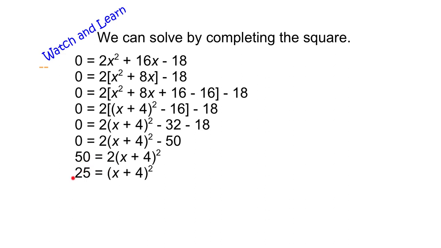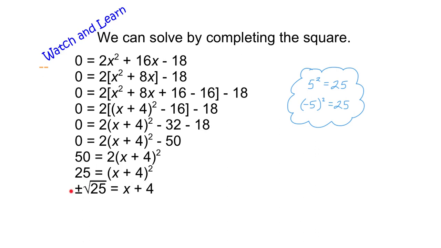50 divided by 2 is 25. So 25 is equal to these brackets squared. So something squared is equal to 25. Well, just over here, I'm going to think out loud. Something squared is equal to 25. Well, it could be positive 5 or it could be negative 5. So that's where that plus or minus sign comes in.